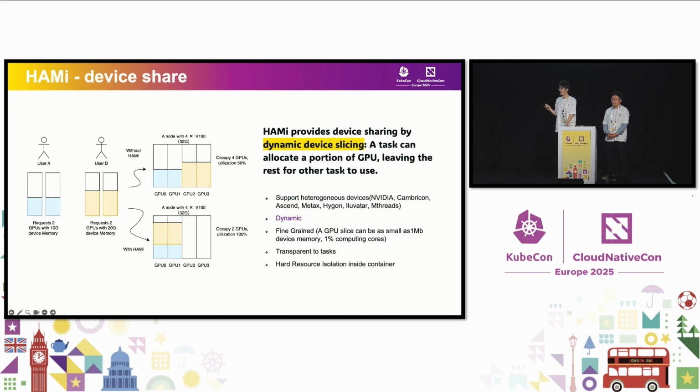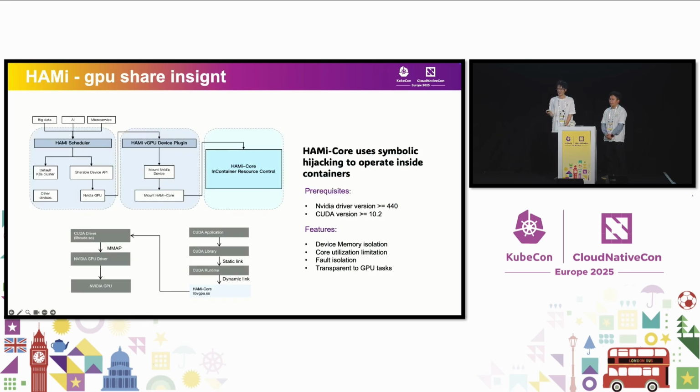You don't need to modify the image or the source code or anything. Just specify the device memory you need to use. And this is the device share insight. This is how we control the device limit inside the container.